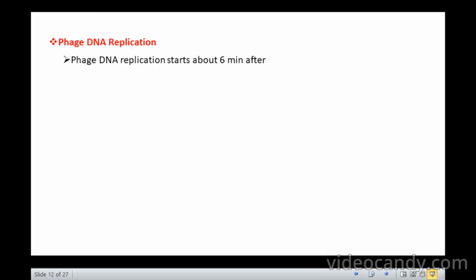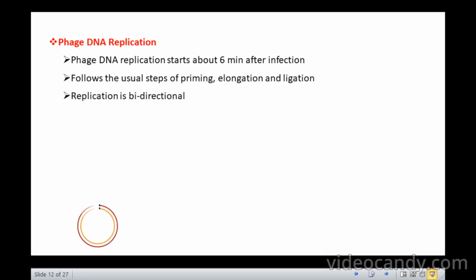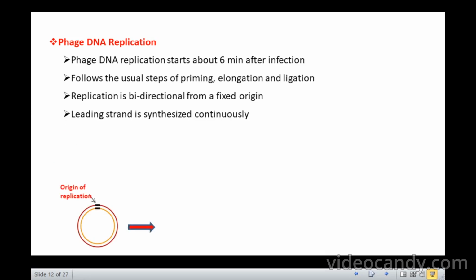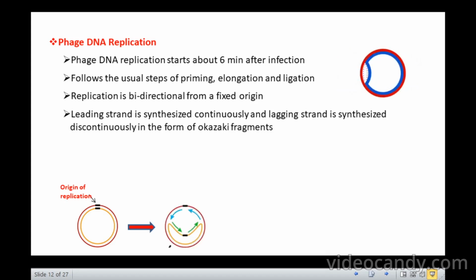It's time now for the next stage of phage DNA replication. The phage DNA replication starts about 6 minutes after infection. The replication cycle follows the usual steps of priming, elongation and ligation. Replication is bidirectional from a fixed origin. Leading strand is synthesized continuously and lagging strand is synthesized discontinuously in the form of Okazaki fragments. These fragments are then ligated by a DNA ligase.